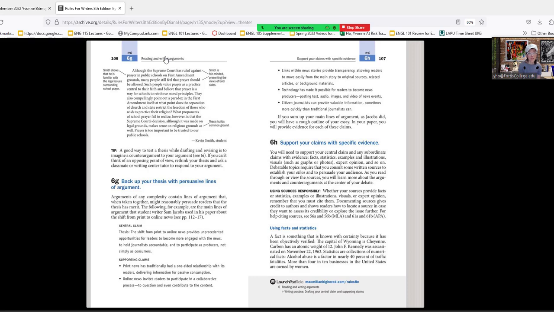So right now I'm going to go over the body paragraphs and what kind of credible evidence you could put in your body paragraphs to back up your thesis. Back up your thesis with persuasive lines of argument.